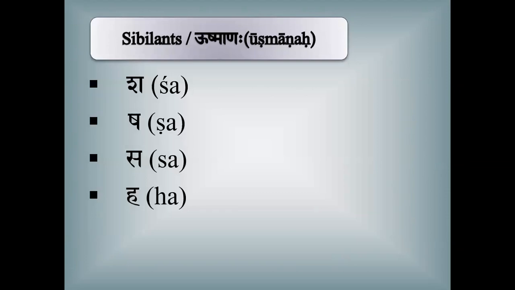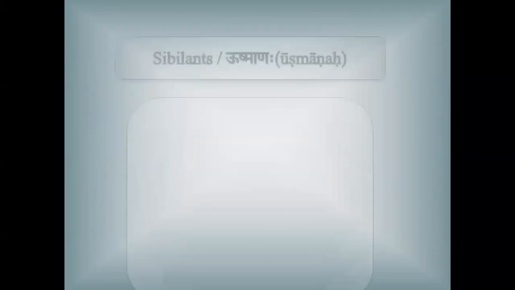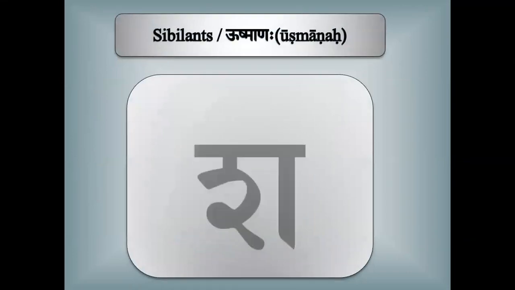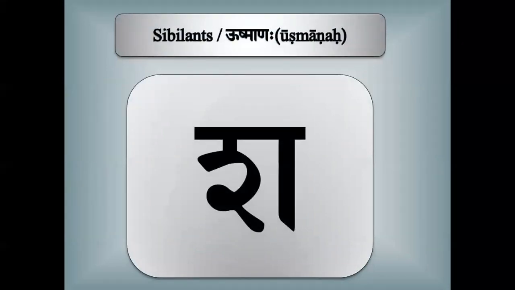Now, how to write this, we'll see. This looks like the numeral 5. It is also written in another way that I'll show you later. The numeral 5 and one vertical stroke by its side and one horizontal stroke at the top. This is Sha.